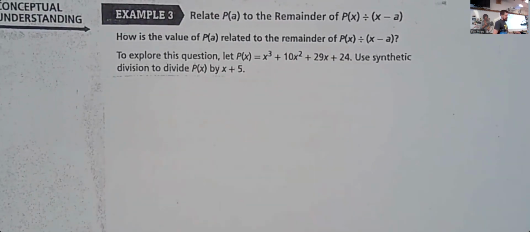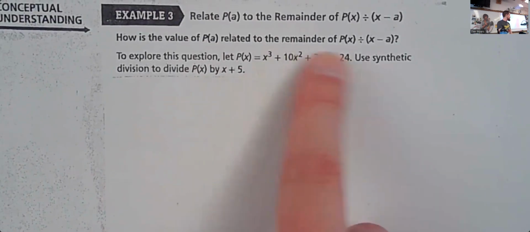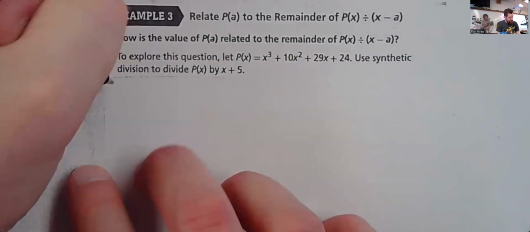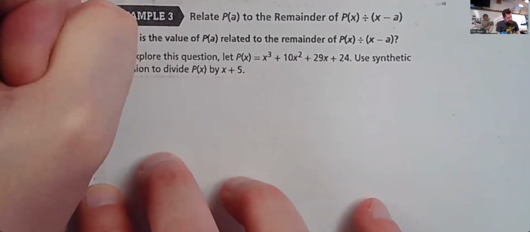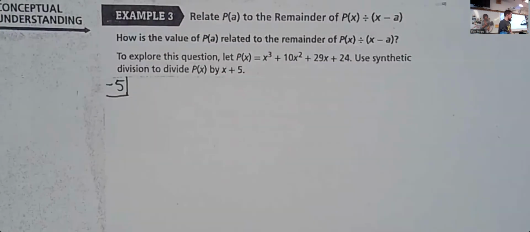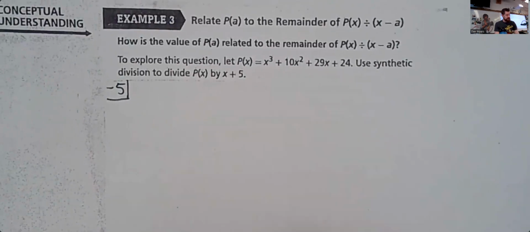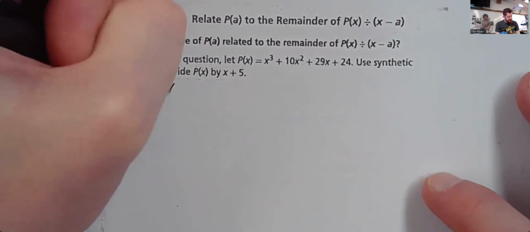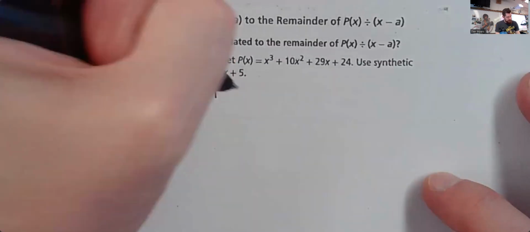Okay, let's do that real quick. And then we'll come back and we'll answer this question that's written at the top. But let's go ahead and do the division first and then find out what happens. So what is our value of A? -5. All right. The value of A that makes that binomial equal to 0 is -5 because -5 plus 5 is 0. All right. Coefficient values. What's the first one? Then what? 10, then 29, and then 24.